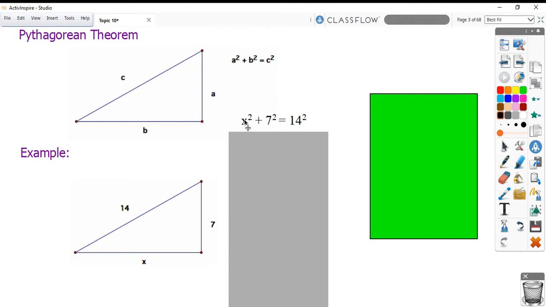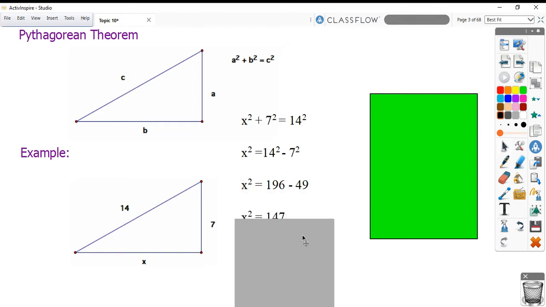So what we want to do is get x by itself in this equation, right? What we can do is just subtract the 7 squared over to the other side, and you can convert those to regular old numbers. You don't have to leave it as 14 squared and 7 squared. But either way, you always end up right here where x squared equals 147.